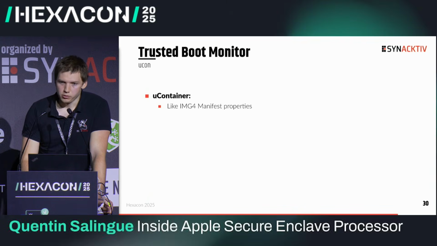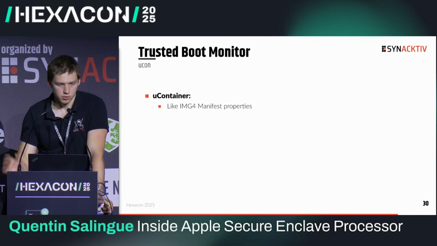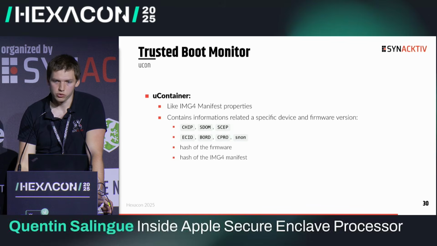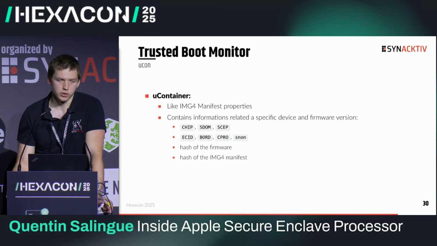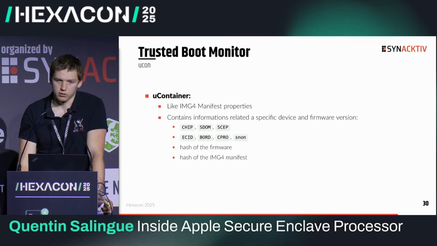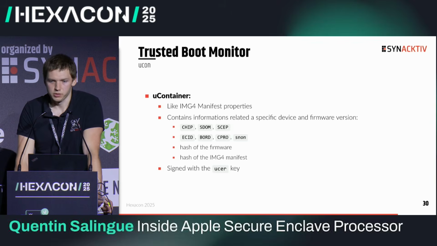And regarding the micro container, it's like the image4 manifest properties. You will find all the same information. So you have first the platform information that we will find in the certificate. You also have specific information like your device ID, and also the hash of the firmware and the image4 manifest. And obviously, this container is signed with the key inside the UCRT.